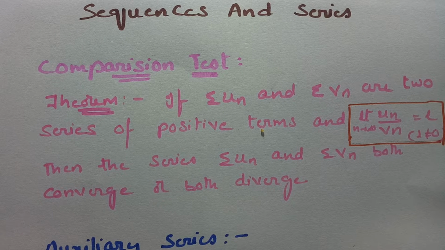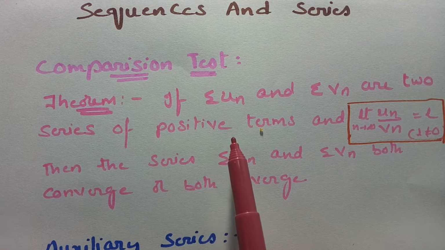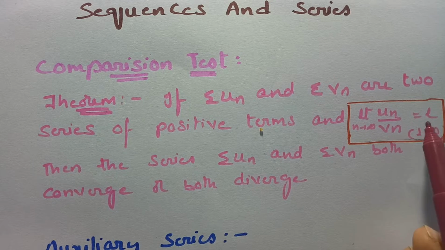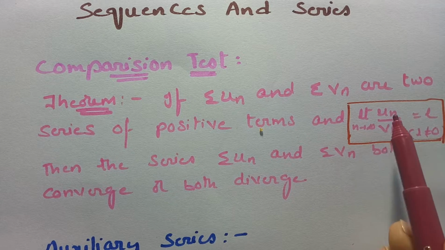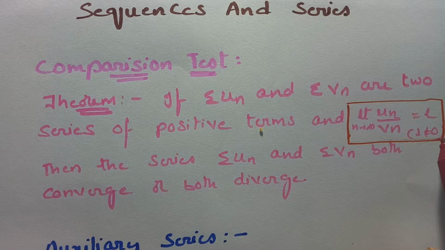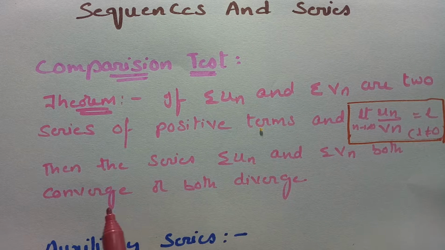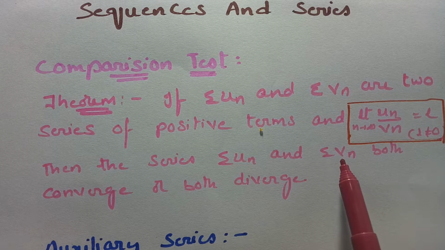In this video we are going to discuss the comparison test from sequence and series. The theorem states that if sigma un and sigma vn are two series of positive terms and limit n tends to infinity of un by vn is equal to L, and if that value is finite and not equal to 0, then the series un and vn both converge or both diverge. If un is convergent, then automatically vn is also convergent.